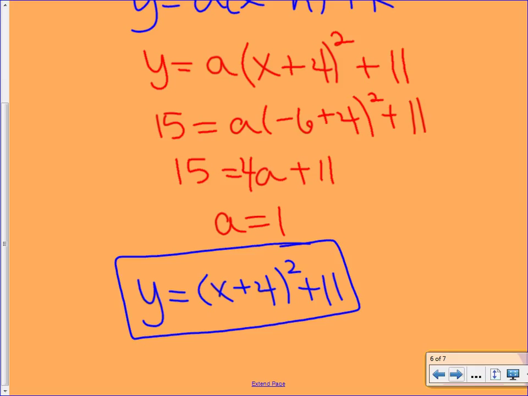Okay, so before I give you your homework, I am going to put a problem on the board that I want you to do the completing the square, so I can make sure that we can understand it before you go home. Ready? And we can just pause this real quick.